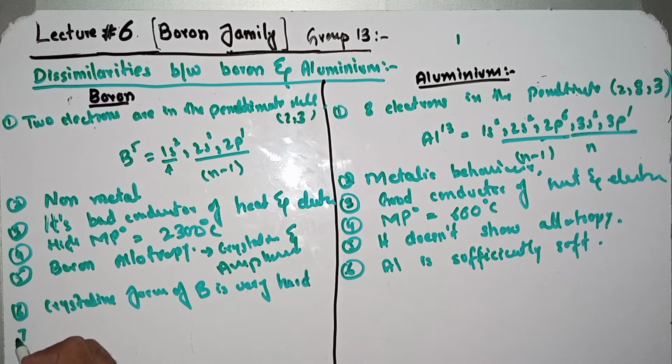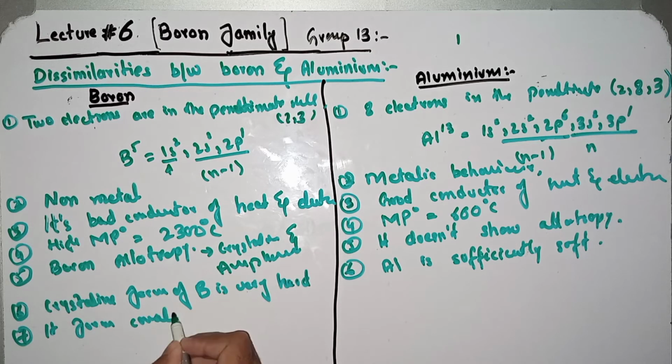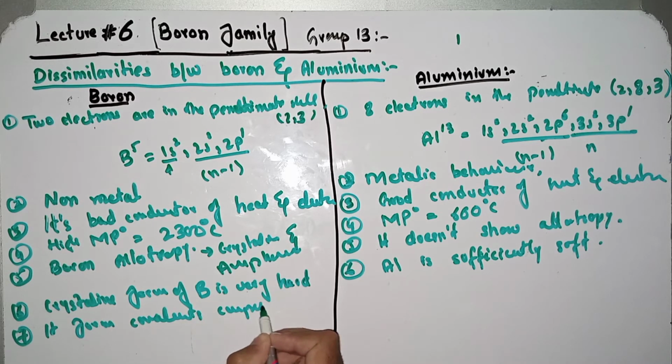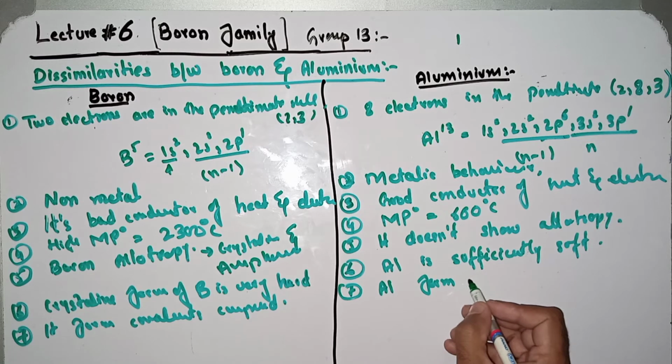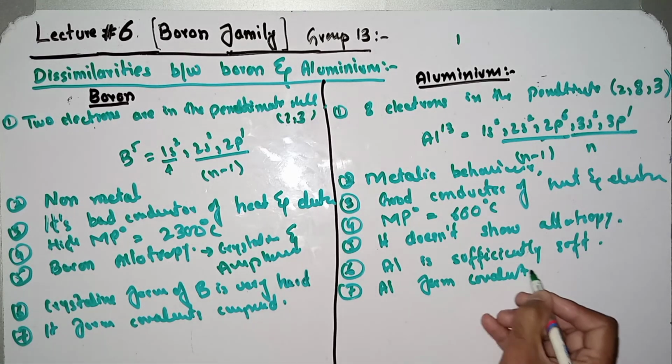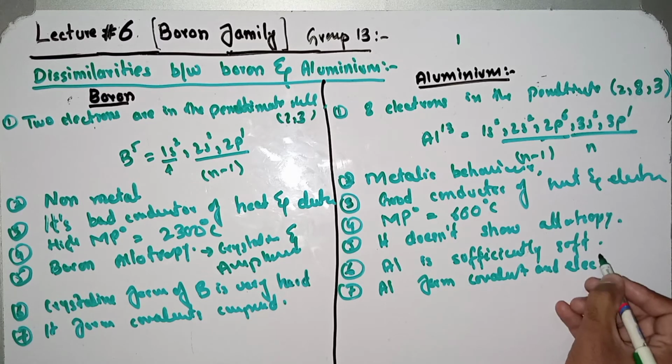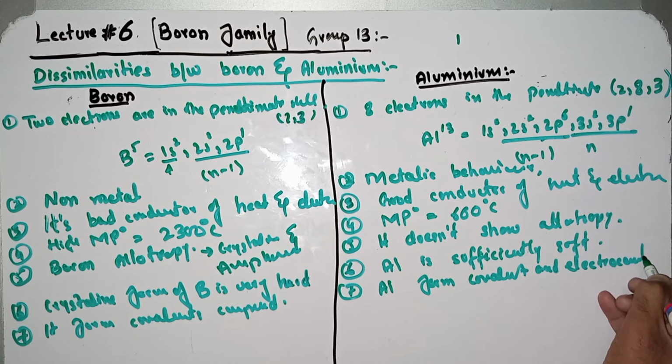Boron forms covalent compounds, while aluminum forms covalent as well as electrovalent compounds. Boron forms covalent compounds only. This is another difference.